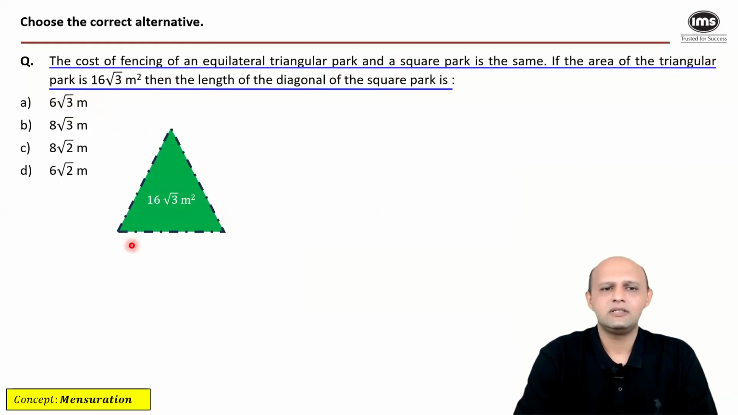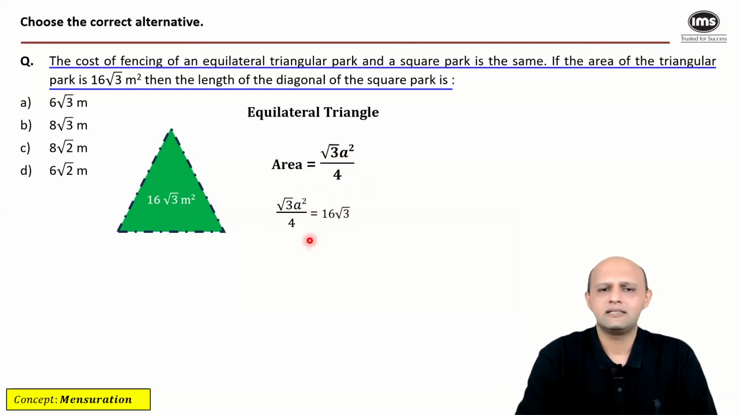So this is the equilateral triangular park. The area is 16 root 3 meters square. Now, for an equilateral triangle, we already know that the area is root 3 by 4 times side square. So if you equate the two, cancel out root 3, 16 times 4 is 64. The square of a number is 64, therefore the number has to be 8, which is the length of the side of this equilateral triangle.